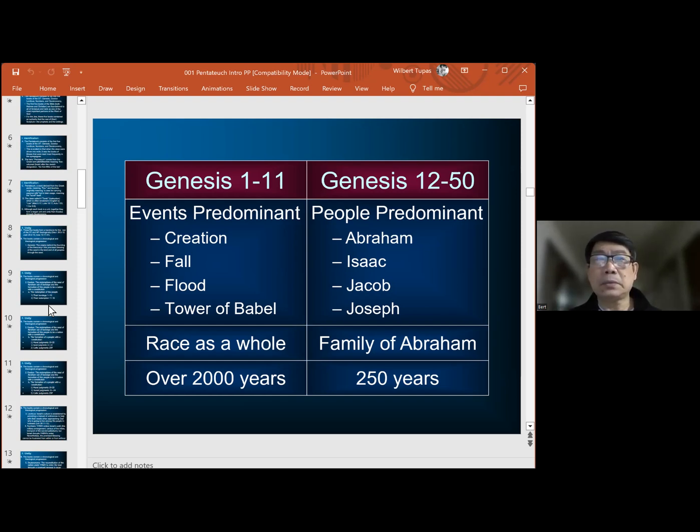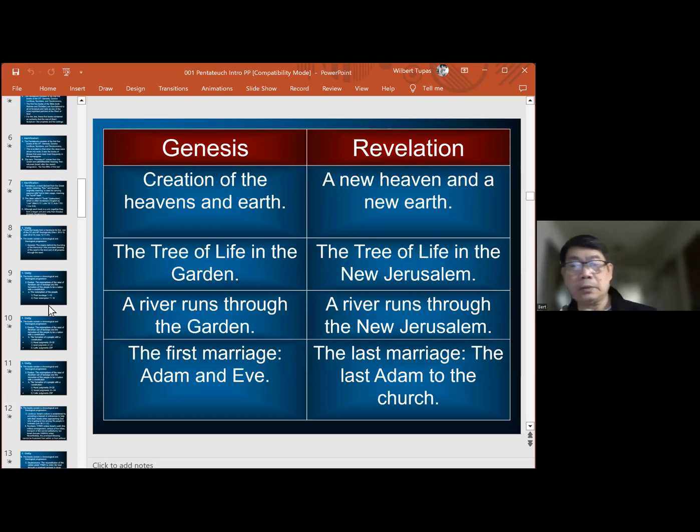So the New Testament counterpart to Genesis is the book of Revelation. What is introduced in the book of Genesis finds its conclusion in Revelation. Look at that. In Genesis, the creation of the heavens and earth. Revelation, the new heaven and the new earth. Genesis talks about the tree of life in the garden. Revelation talks about the tree of life in the New Jerusalem. Genesis, a river runs through the garden. Revelation, the river runs through the New Jerusalem.